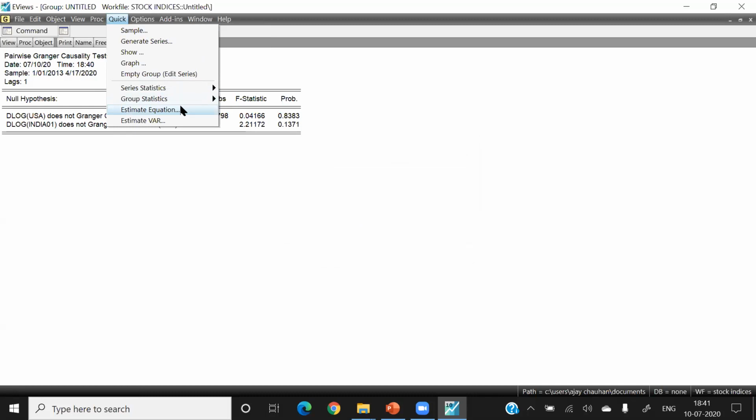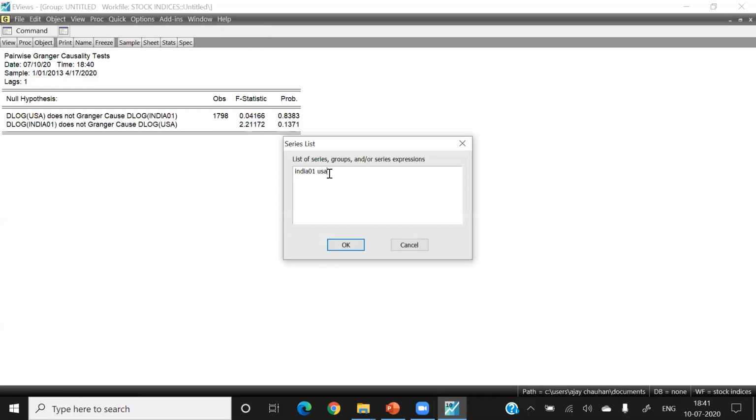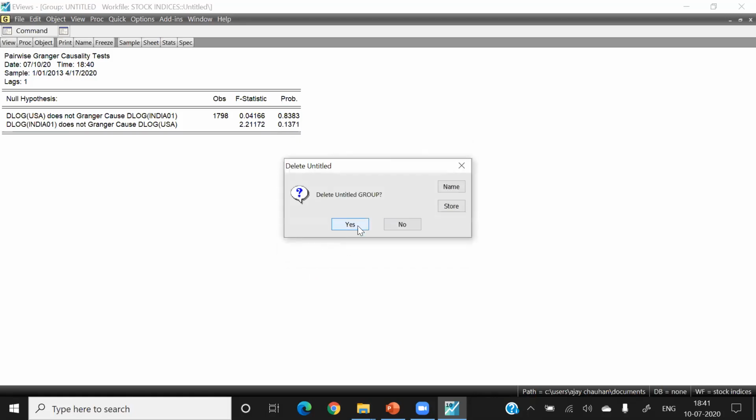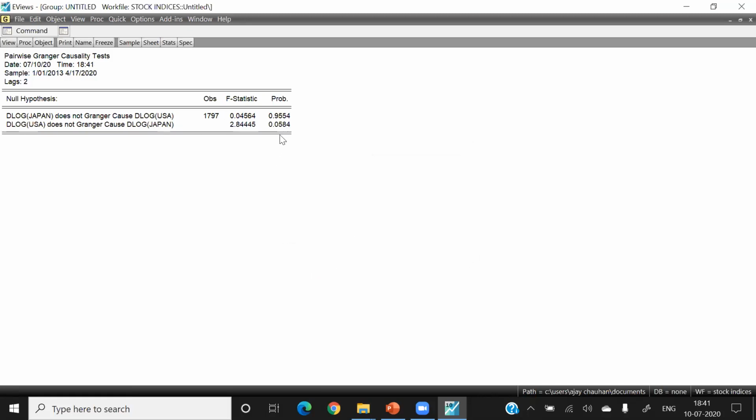So let me try between the Japanese market and USA market. Quick, estimate equation, Granger causality. I want to check between USA and Japanese market, because both are normally causing each other. D log USA and D log Japanese market. So you can see that to some extent this is found to be near to significant, not highly significant, but near to the significant.